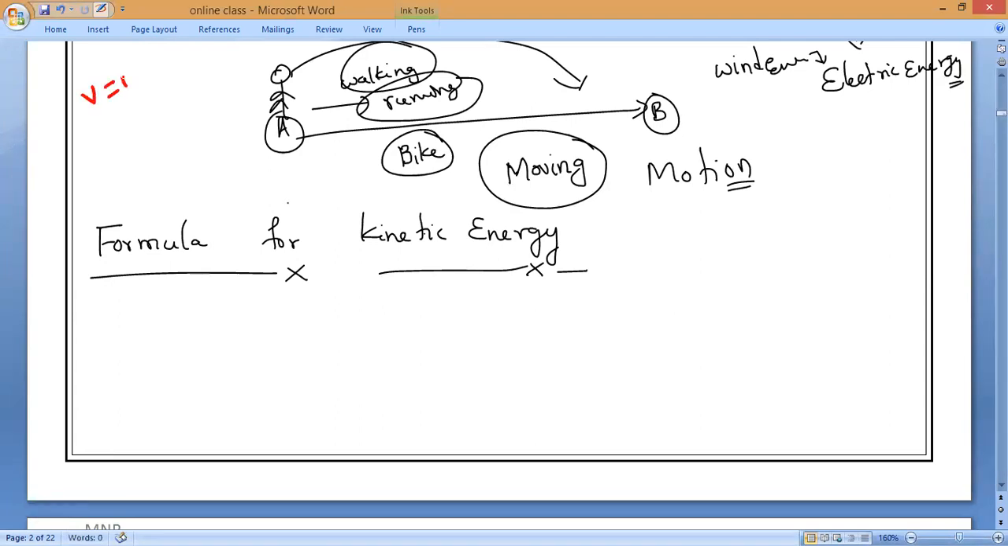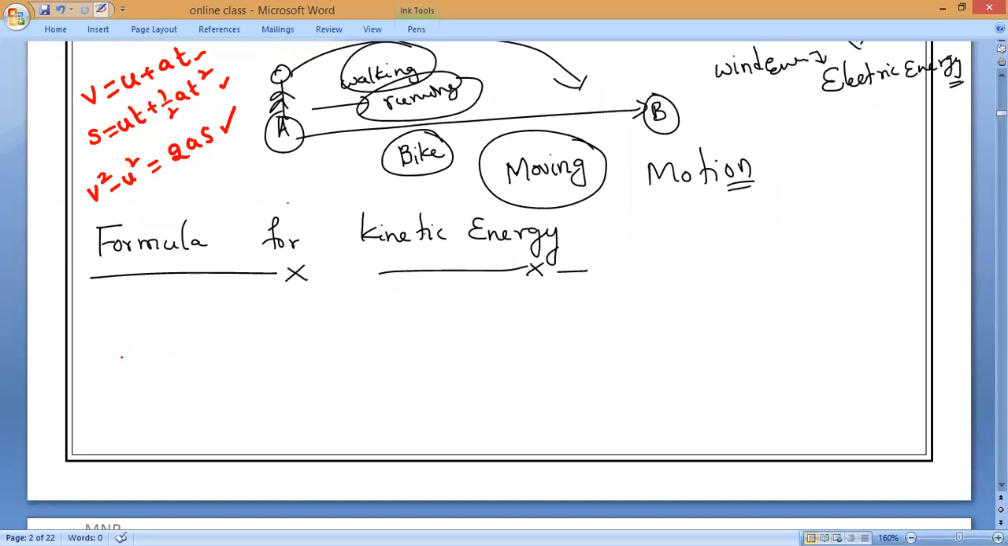v equals u plus at. Second one, s equals ut plus half at squared. Third one, v squared minus u squared equals 2as. Yes. Okay, so all of you remember these three formulas. Now, the formula for kinetic energy. Shall we start now? Everybody, Abhirami?